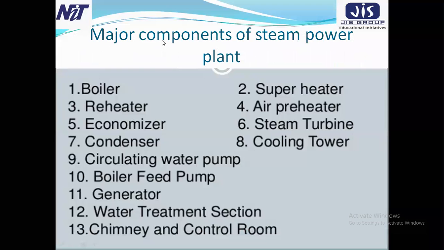Now inside the layout, you will find these major parts, the major components of a steam power plant. So there is a boiler, then superheater, the reheater, then air preheater, economizer, steam turbine, condenser, cooling tower, circulating water pump, boiler feed pump, generator, water treatment section, chimney and control room. So these are the parts that were there in the last figure in the layout of the thermal power station. So these are actually the major components of a steam power plant.